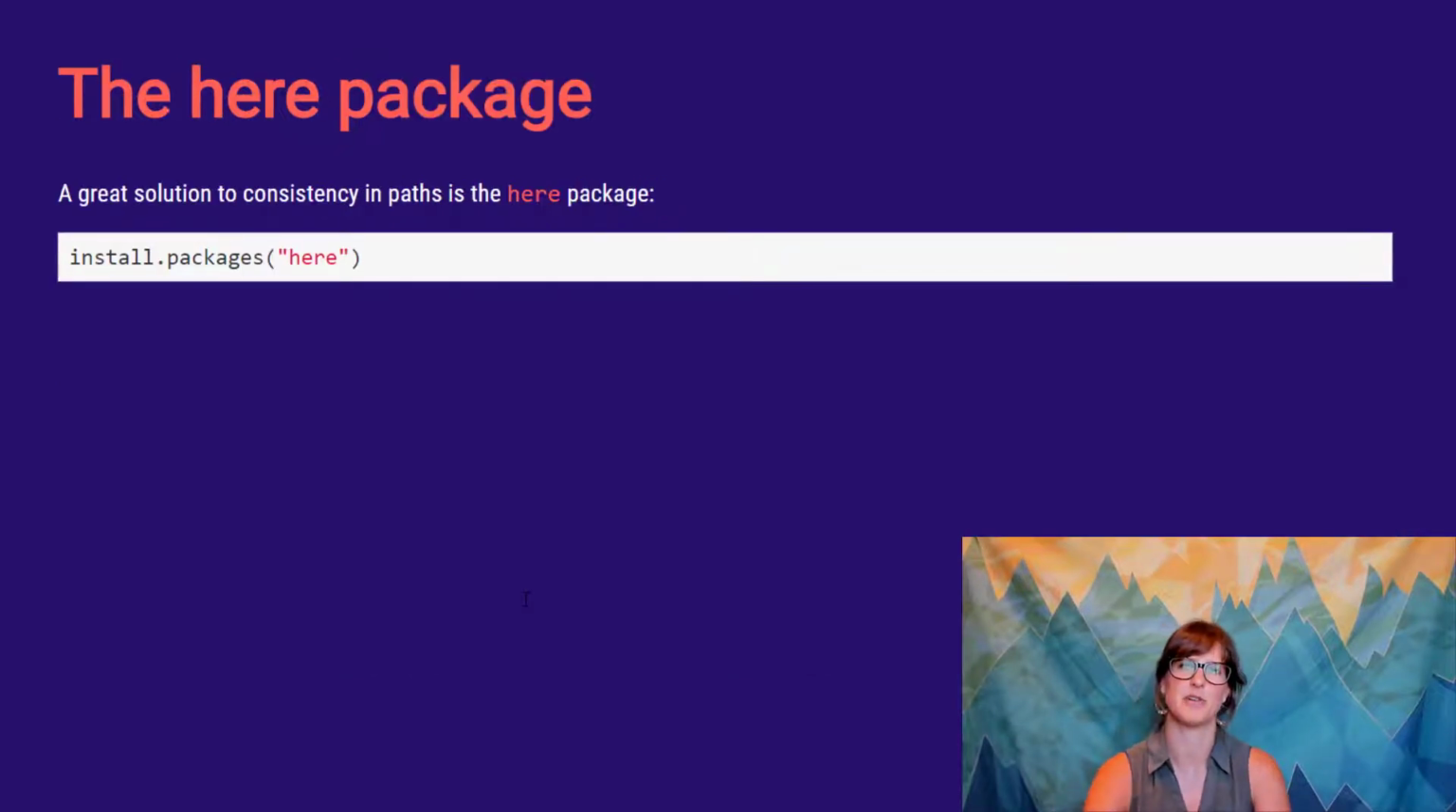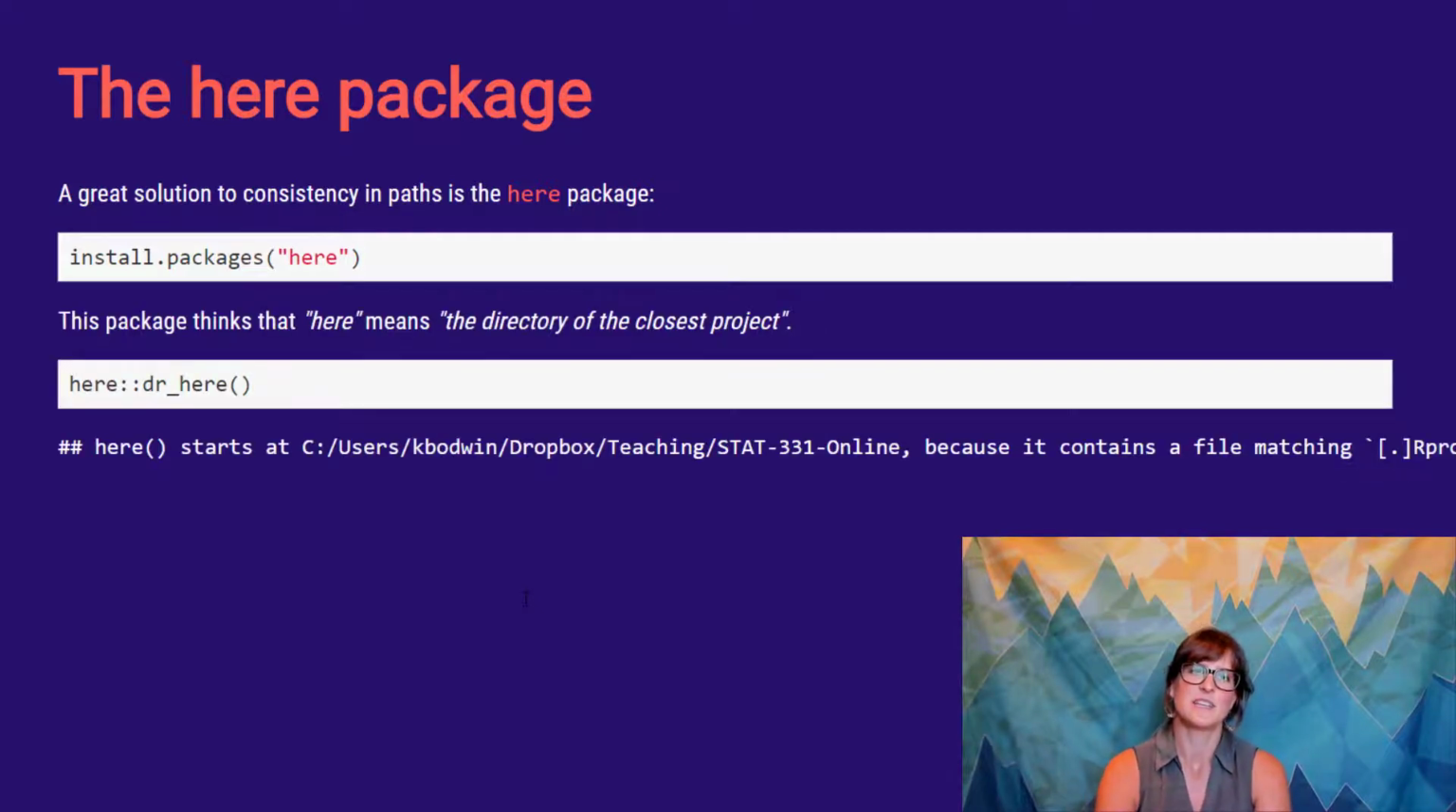So here's my new favorite solution. This is a fairly new package from the Tidyverse people. I really love this package called here. You can go ahead and install it now if you want. What this package does is it determines the location that is here, which usually means the directory of the closest R project, wherever the nearest flag that's been planted is.